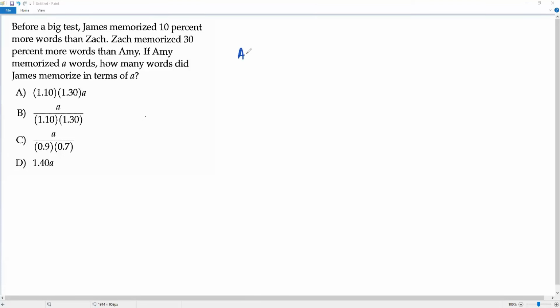Okay, we have that Amy memorized A words, and Zach memorized 30% more words than Amy. Since Zach memorized 30% more words than Amy, we can write this as 100% plus 30% of the number of words memorized by Amy, that is A. So it can be simplified. 100 plus 30 will be 130% of A.